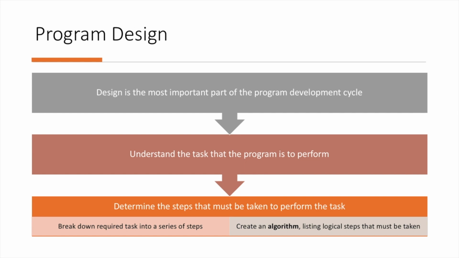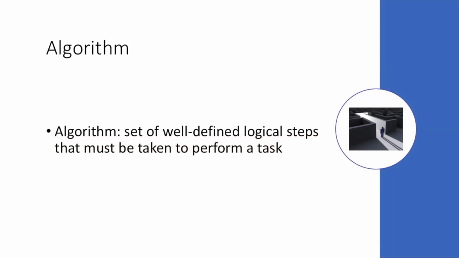We need to understand everything that is going on. We need to know the task that the program will be performing. Then after that, we need to determine the steps that we must do in order to finish my program. These steps are like creating an algorithm, different types of algorithms, and also breaking down the required task into a series of steps. Basically, algorithms are series of steps.